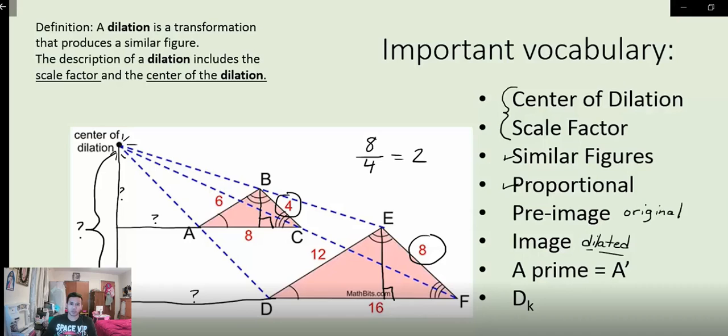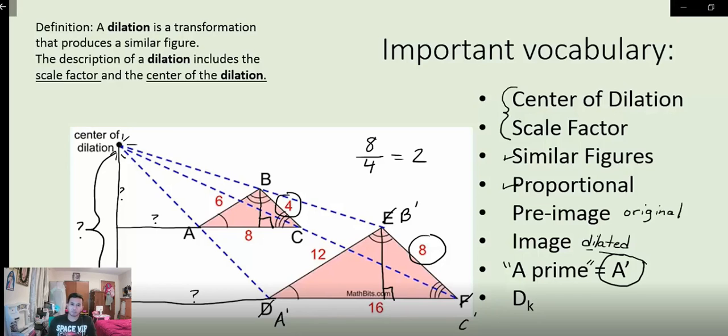Now we also have A prime, which is written as A with a comma on top of it, just like that. If you are going to name, just like in our example here, we have triangle ABC and triangle DEF. The image there is DEF, and the pre-image is A, B, and C. So you can also name D as A prime because A corresponds to D. Also, E you can name as B prime, and C will be C prime.